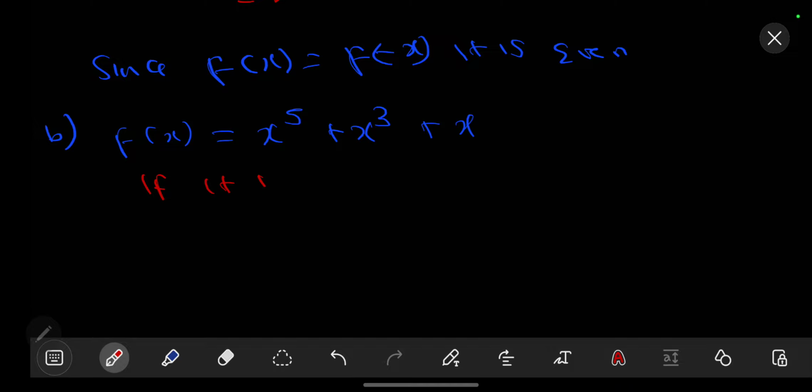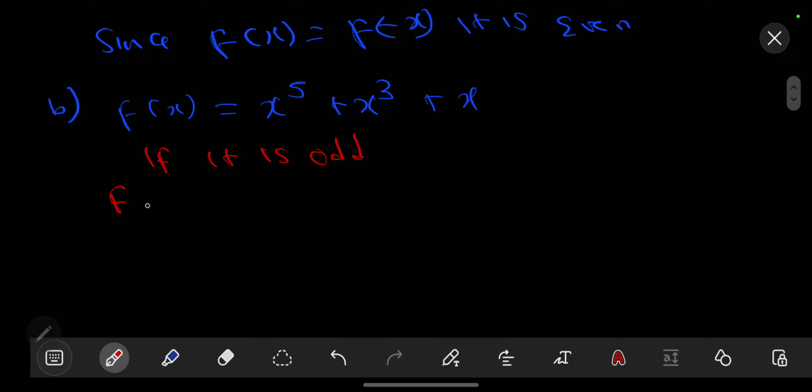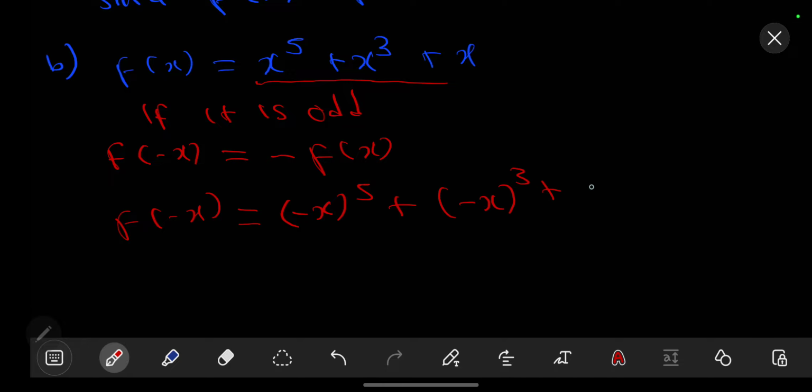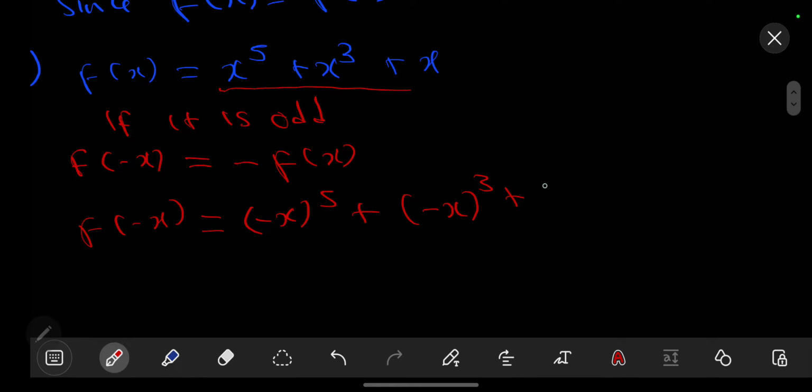So we can say if it is odd, we already know that it's odd. So we are going to say f of negative x should be equal to negative of f of x, like this. So we are going to have our f, let's find our f of negative x. This one should be equal to, where there is x, I'll put from the original equation, I'll put negative x to the power of 5. Then we have plus our negative x to the power of 3. Then we have our negative x, like that. So what do we have?